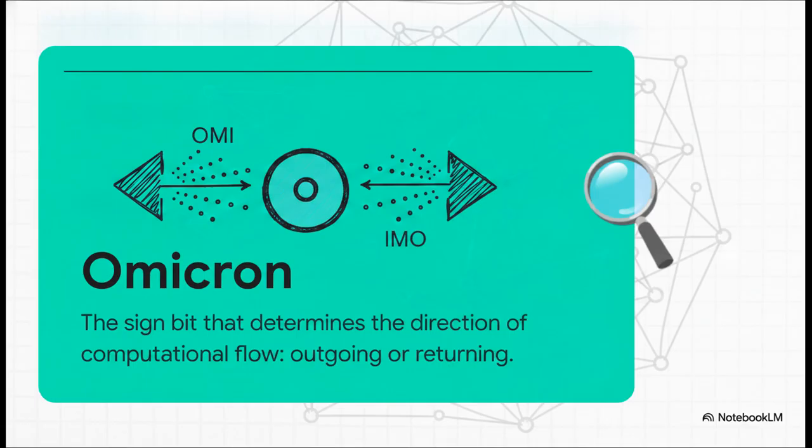Here's where it gets really interesting. Out of those 16 bits, one specific bit is designated as the omicron. This single omicron bit acts as the absolute tiniest point of meaning in the whole system. Think of it as the sign bit, or the eye of the machine, because it completely governs whether the flow of the system is outgoing, which the text calls OMI, or returning inward, which it calls IMO.